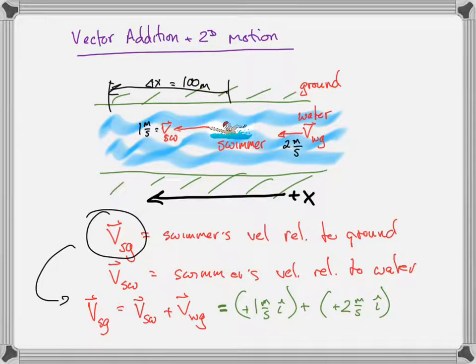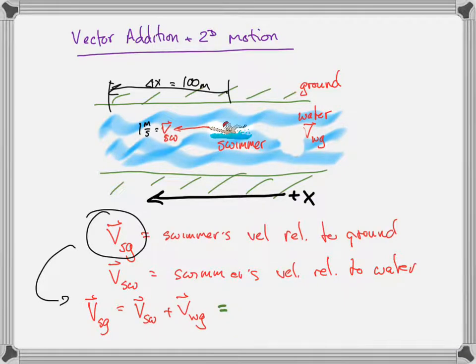These are vectors, so let's start writing them as vectors. That's the velocity of the swimmer relative to the ground, which we can add like scalars because they're both in the same direction. So that gives us 3 meters per second in the x direction. So therefore, how long do they take? Delta x equals v delta t, where in this case, v is 3 meters per second. So delta t is equal to 100 meters over 3 meters per second, which is 33.3 seconds.